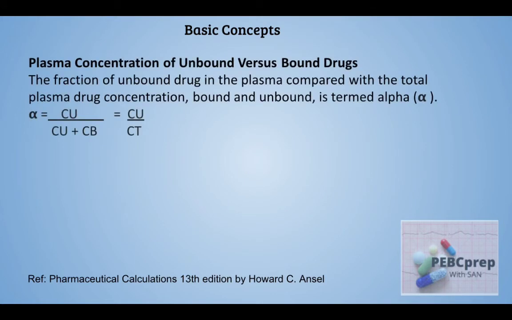Then we have another concept, plasma concentration of unbound versus bound drugs. The fraction of unbound drug in the plasma compared with the total plasma drug concentration, that is bound and unbound, is termed as alpha. According to the definition, concentration which is unbound and concentration which is bound, this is the total concentration of the drug. That's why we put a T here. The ratio of unbound with the total one is called alpha.